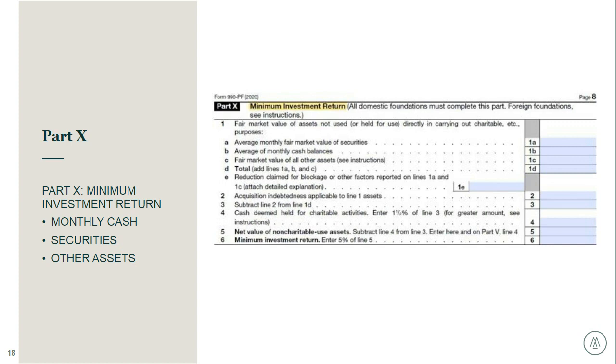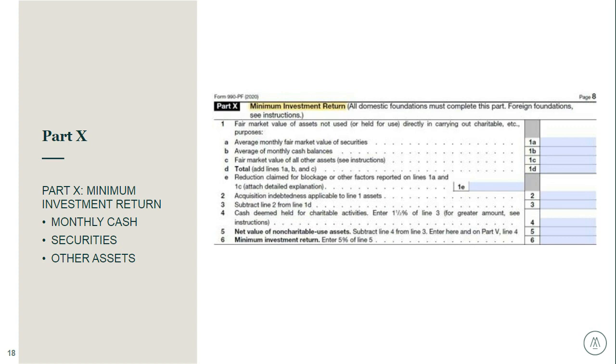This could be your publicly traded securities, your managed accounts. The requirement here to calculate the average is any reasonable method. So it could be you use beginning of month, end of month, average for the 12 months. It could be you just use end of month, average for the 12 months. The key is that you decide on a method, that it's reasonable, and you stay consistent with that method. You're not flip-flopping year after year.